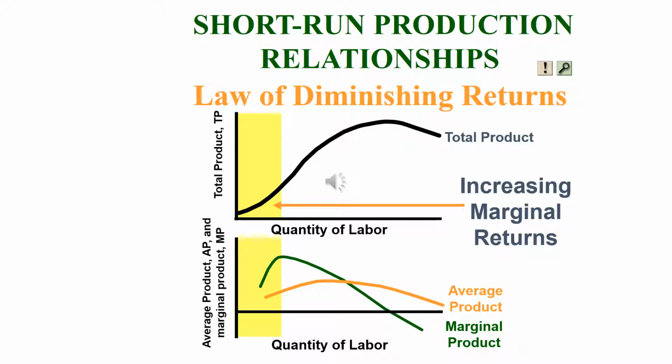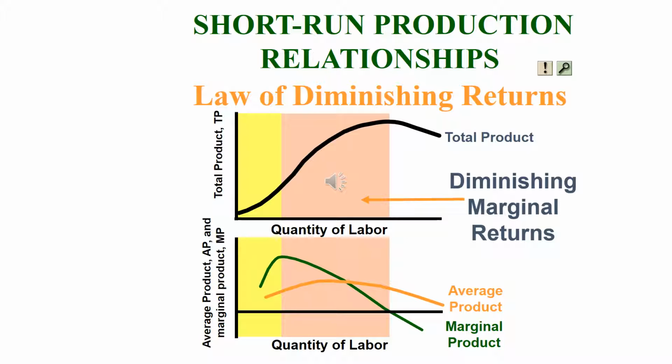Okay, here are short run production relationships. Remember diminishing returns. We hire more workers. At first, the output per worker increases. That gives us increasing return, causing the marginal to rise rapidly and the average to rise. You can see that in the yellow area.